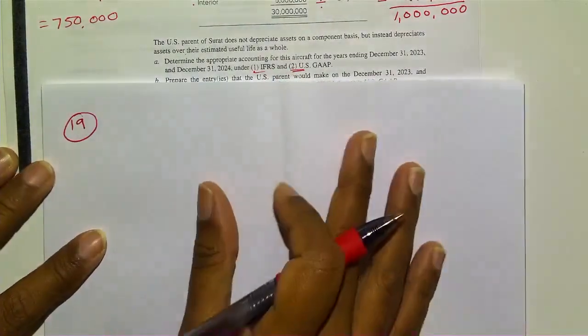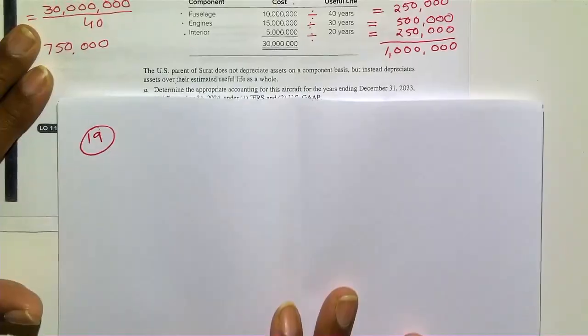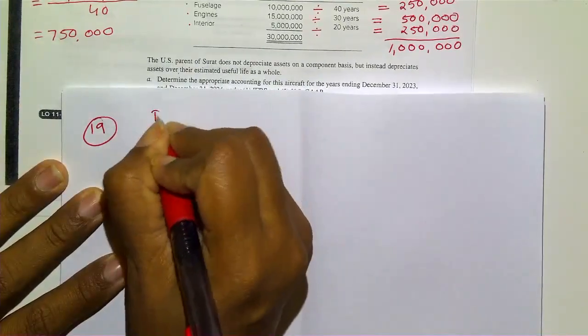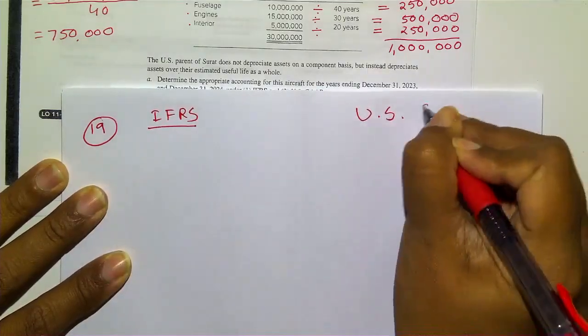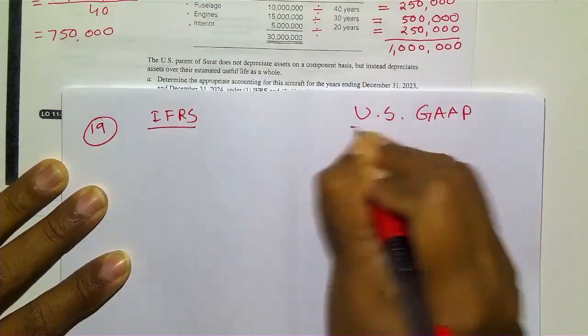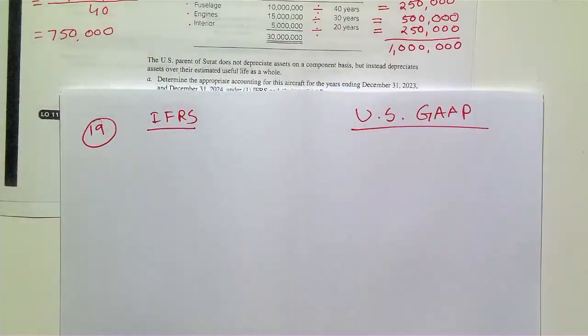And then I'll show here, I'll try to write tiny. IFRS first, IFRS entries, and then the US GAAP entries, right? And then we have to do all the entries because the first one says to determine the appropriate accounting for the aircraft for 2023 and 2024. They purchased it, look at the dates, on January 1st, 2023, but they ask you to do 2 years of entries. Okay, we will do that.